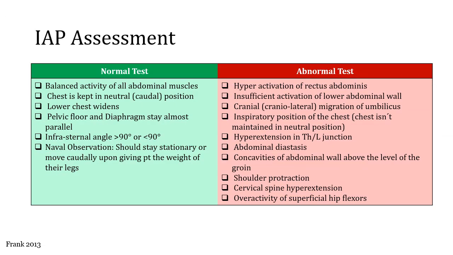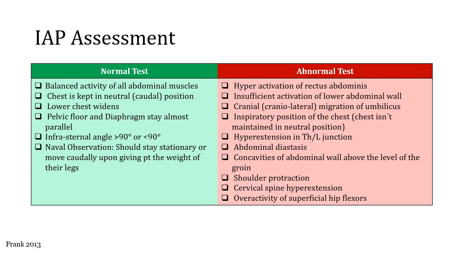Normal test is shown in the left-hand column. Balanced activity of all abdominal muscles. Chest is kept in a neutral or caudal position, so they're not getting any ribcage flaring or elevation. Lower chest widens during the inspiration and is not lost during the expiration. Pelvic floor and diaphragm stay almost parallel to one another, so they're not going into any anterior pelvic tilt or excessive lower costal margin elevation.